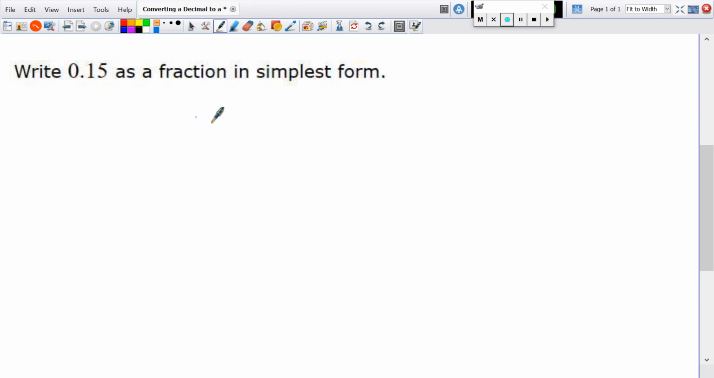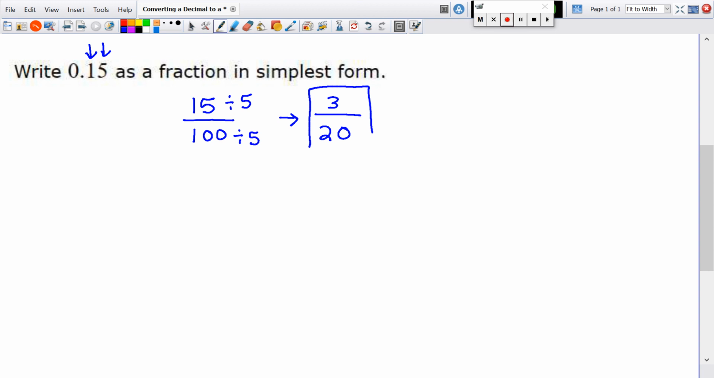I see a 15 after the decimal. I write a 1 under it. You always do that. I see 2 numbers after my decimal, so I'm going to put 2 zeros. Now these end in 5 and 0, so I can divide both of them by 5. So 15 divided by 5 is 3, and 100 divided by 5 is 20, and 3/20 does not simplify any further.